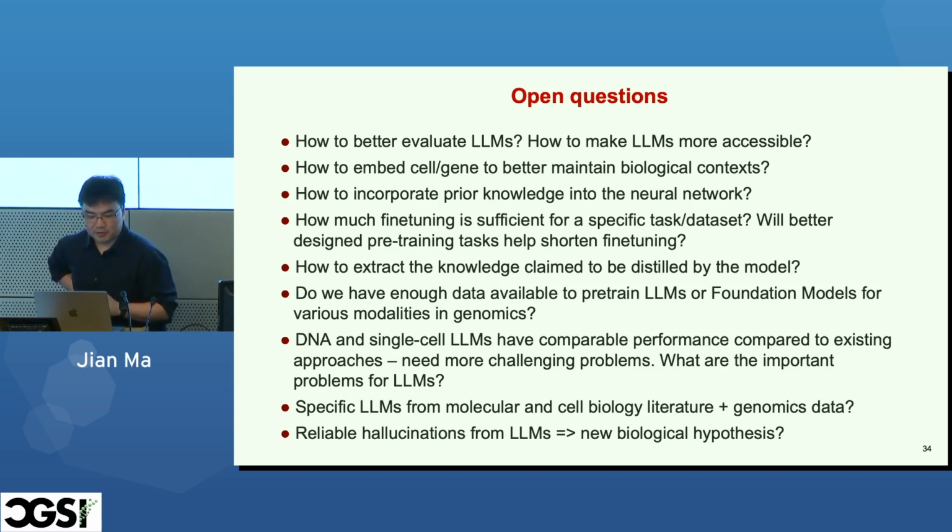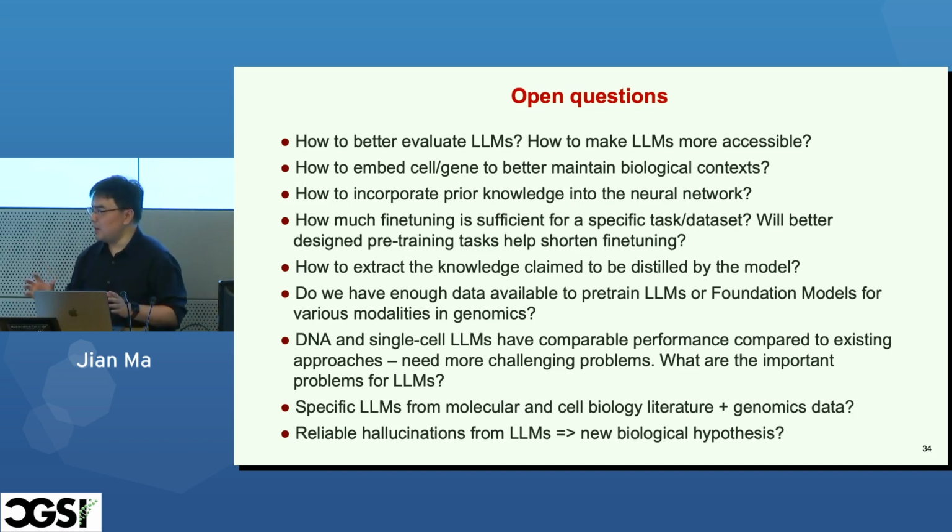Yes, so for example, this one, right? What are the important problems for large language models? Are they solving anything that the conventional models cannot solve? I think at the moment the answer is we don't know, because we haven't seen that yet.